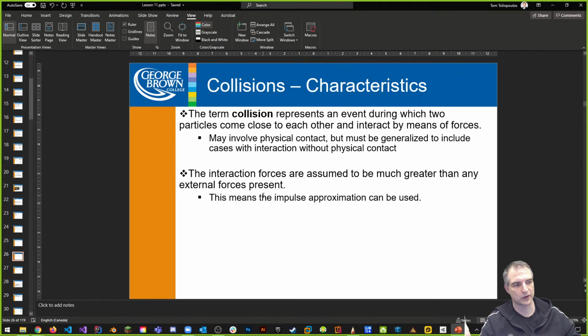In our cases, because we're talking about games, it's all physical rigid body collisions or soft body type collisions. Mostly we're talking about rigid bodies, right? The interaction forces are assumed to be much greater than any external forces present. And this means that the impulse approximation can be used, because at that moment in time when it's colliding, those forces are the most important forces that we're observing. The highest amount of force being used at one time.